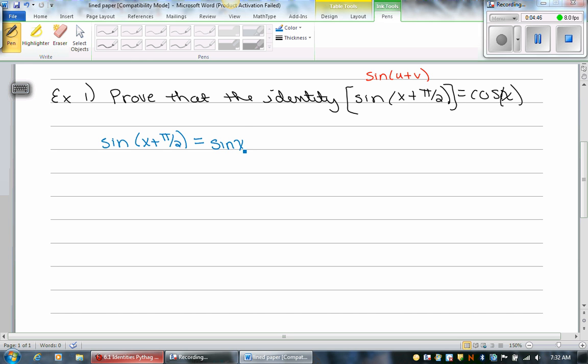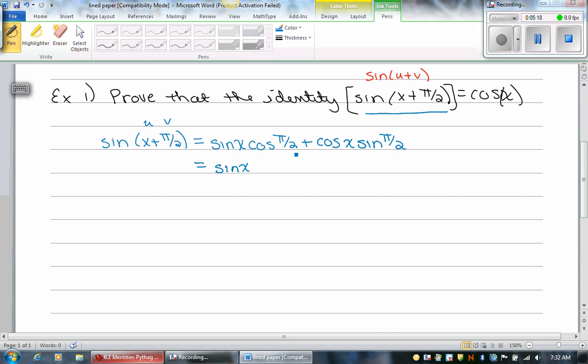It's going to be sine of u cosine of v, right, u and v, plus cosine of u sine of v. Okay, so essentially what we're doing is we're manipulating the left-hand side of this equation to try and make it look like the right-hand side. All right, so we're going to continue from here. Sine x is just going to stay sine x. We can't do anything with that as we speak.